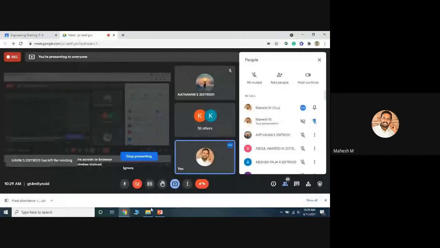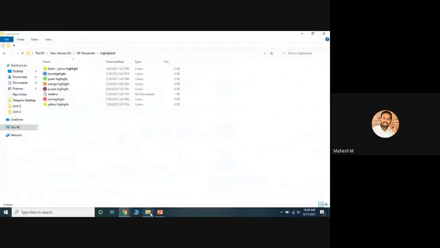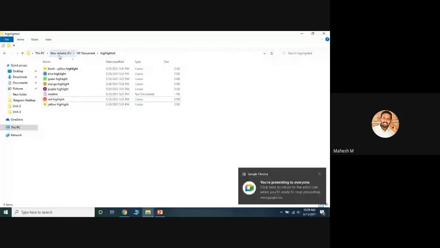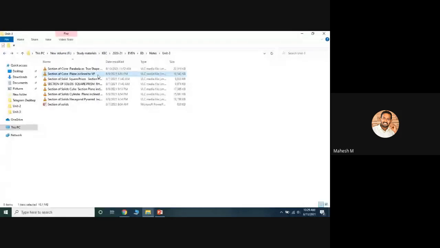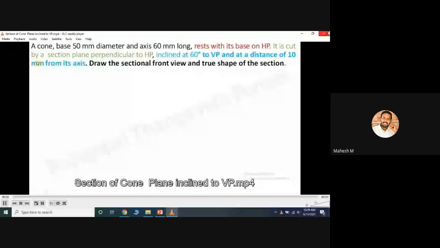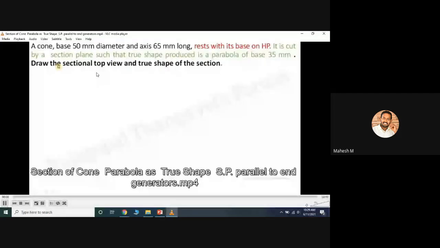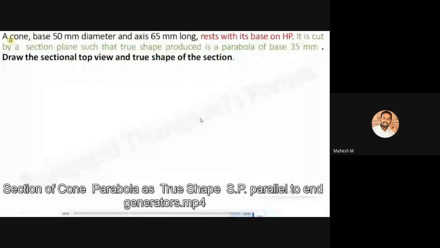Okay, Kana. So the next video is based on cone itself. Here the condition, so we have discussed about this, and next is also based on cone. Okay, a cone base 50 mm diameter, axis 65 mm long, rest with base on HP.